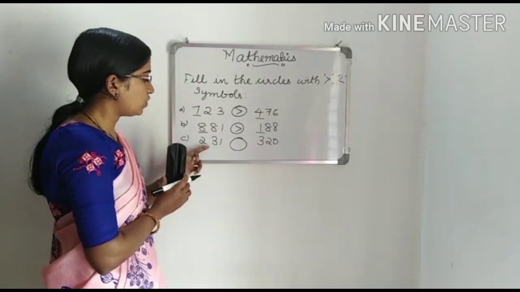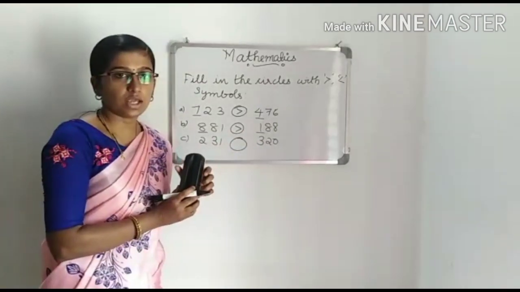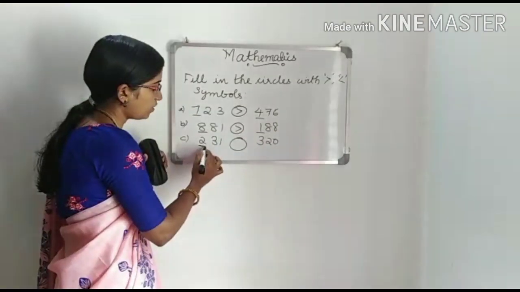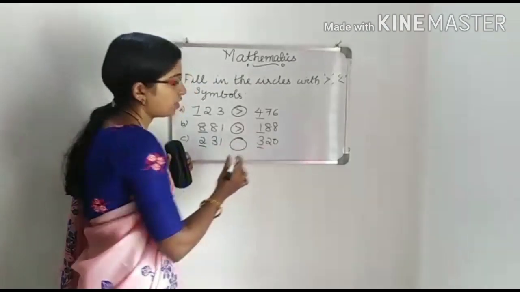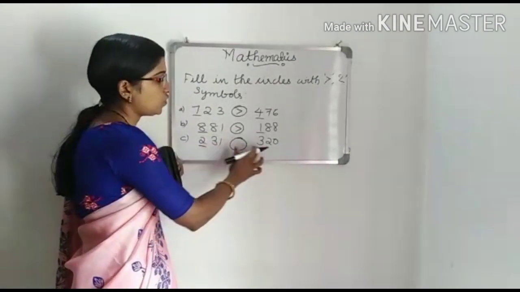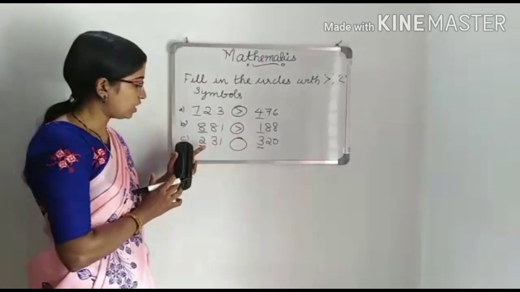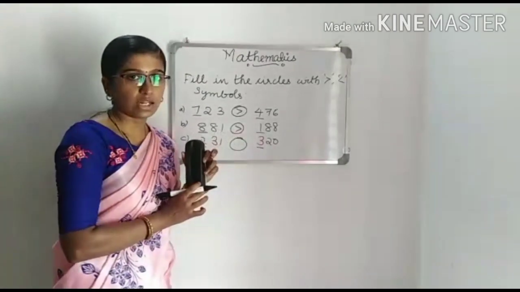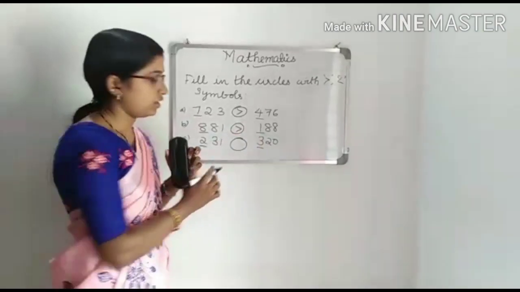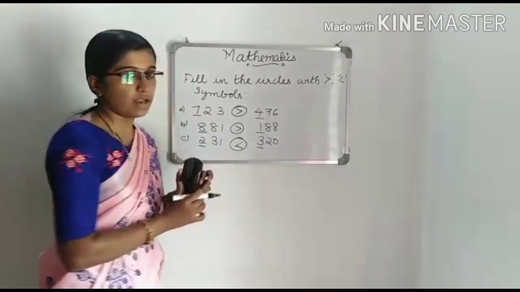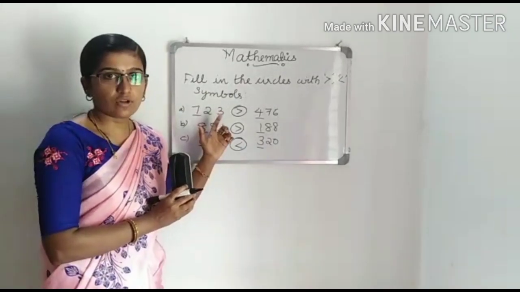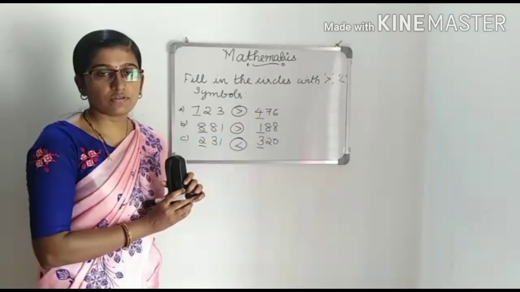Next question, 231 and 320. Compare the hundreds place. Here it is 2 and here it is 3. Compare 2 and 3. 2 is less than 3. So the number 231 is less than the number 320. So we can put less than symbol. Is it clear, children, how to compare the 3-digit numbers?